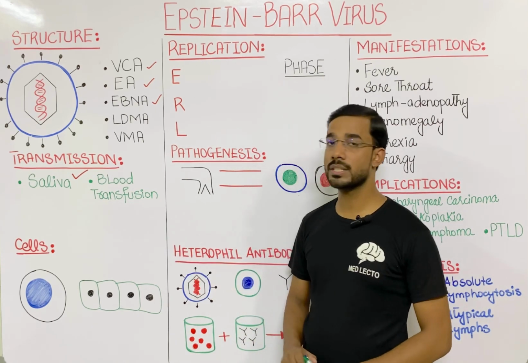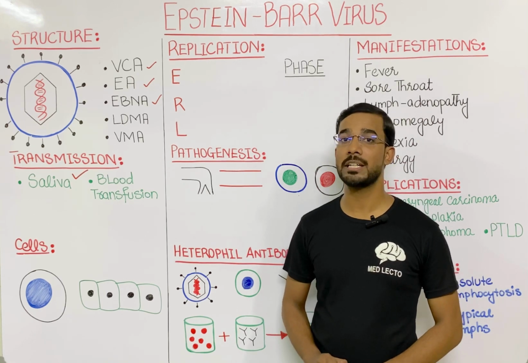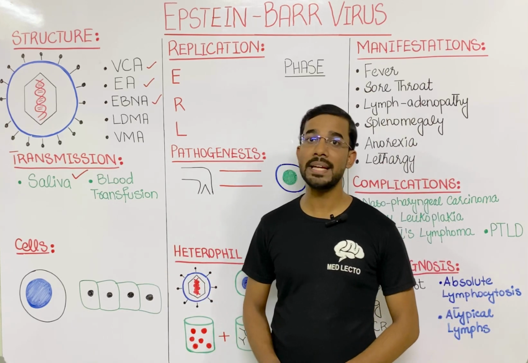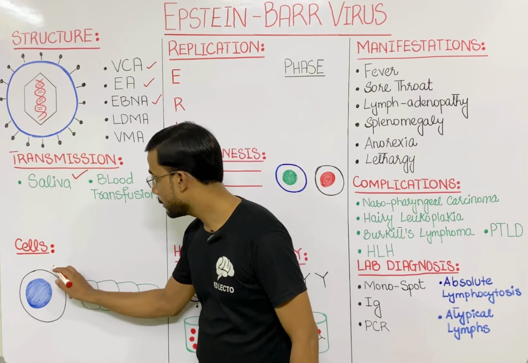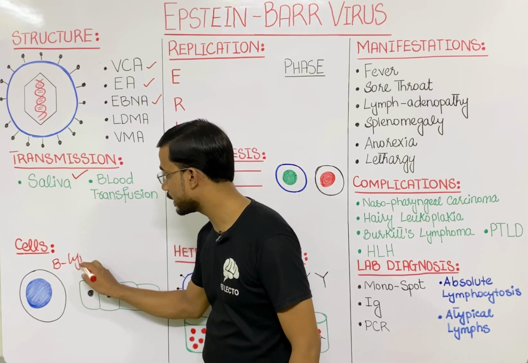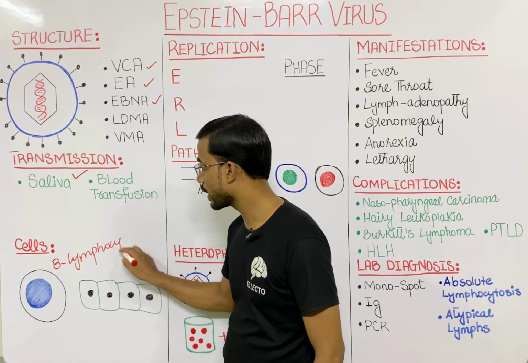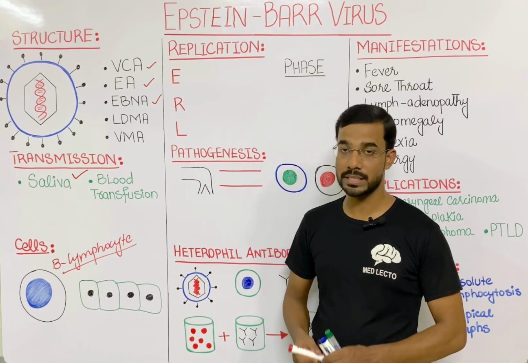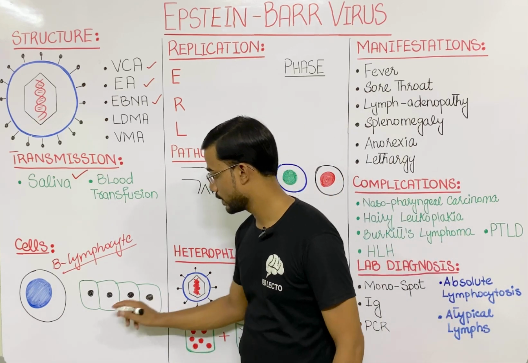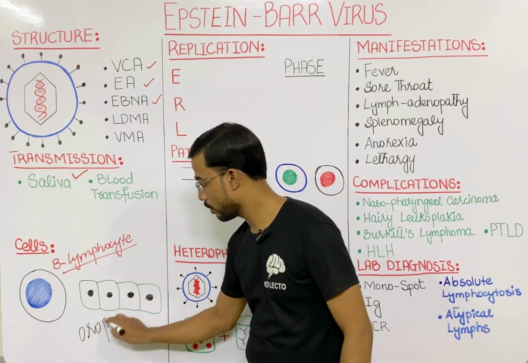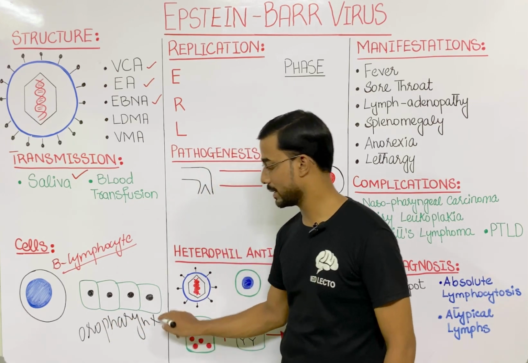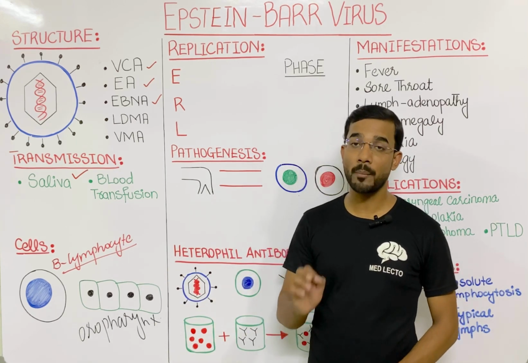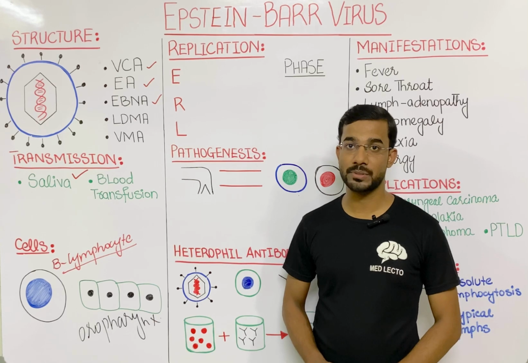Okay, next, what types of cells are affected by the Epstein-Barr virus? Two most important cells. First are the B lymphocytes, which will be affected by the Epstein-Barr virus. Oropharynx epithelial cells can also be affected by the Epstein-Barr virus. But importantly, B lymphocytes are the prominent target of attack of the Epstein-Barr virus.